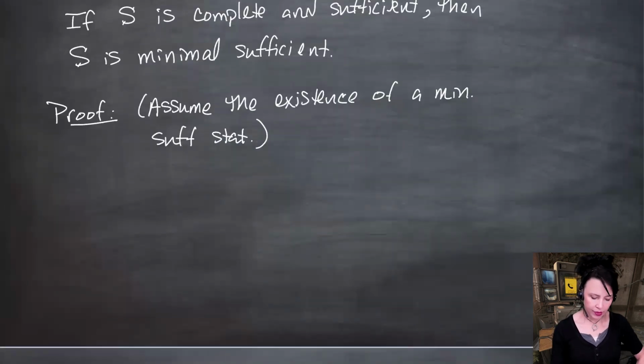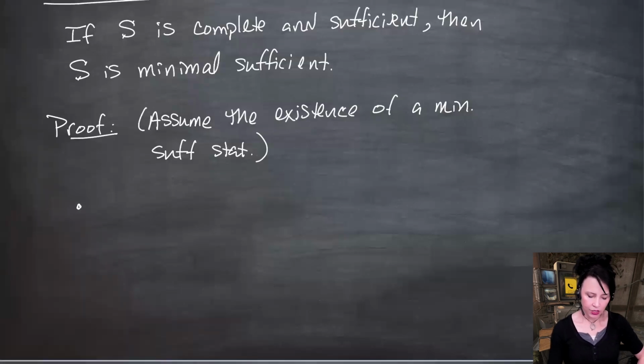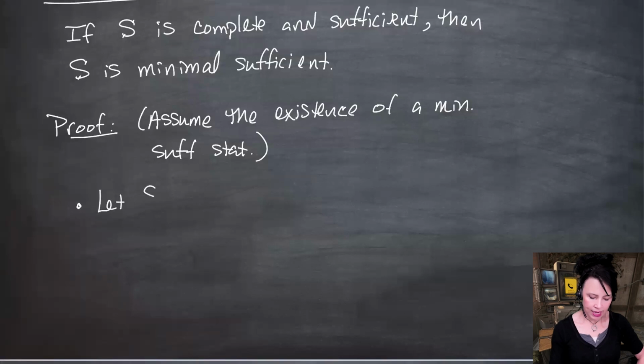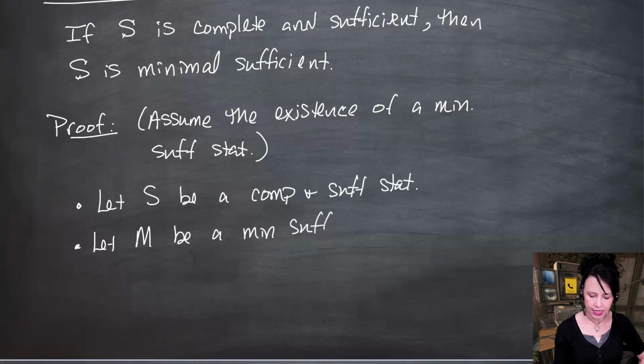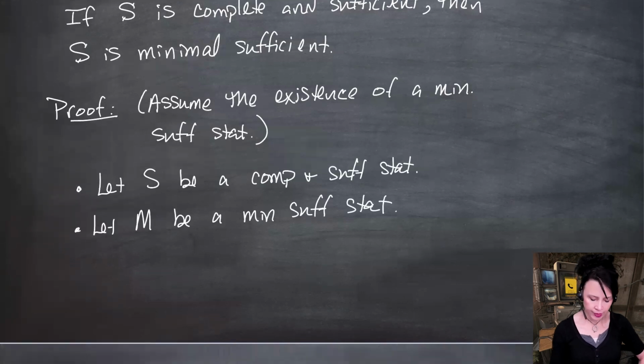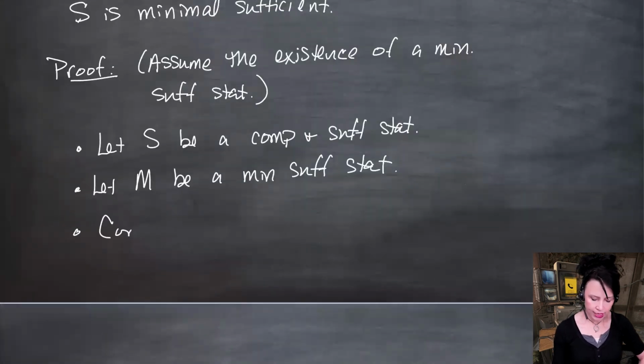Let's prove it. I am going to assume the existence of a minimal sufficient statistic. So I'm going to let S be a complete and sufficient statistic. I am going to let capital M be a minimal sufficient statistic because I'm assuming one exists. So let's grab one. And I am going to consider the expression. Actually, let me tell you what I'm going to show.